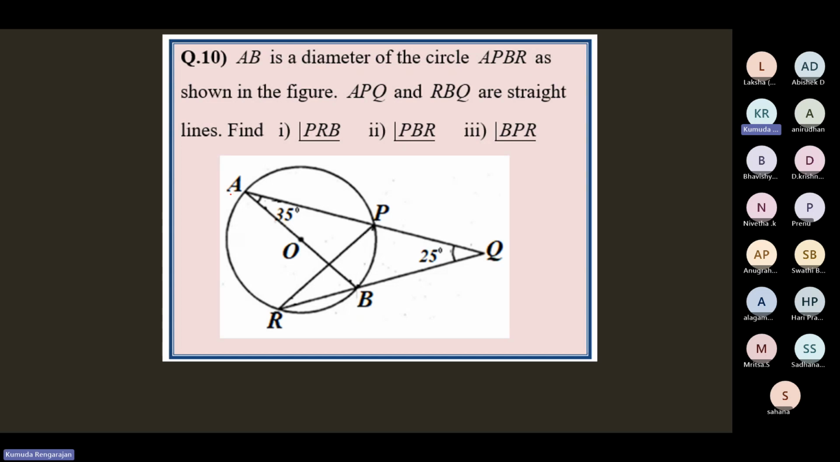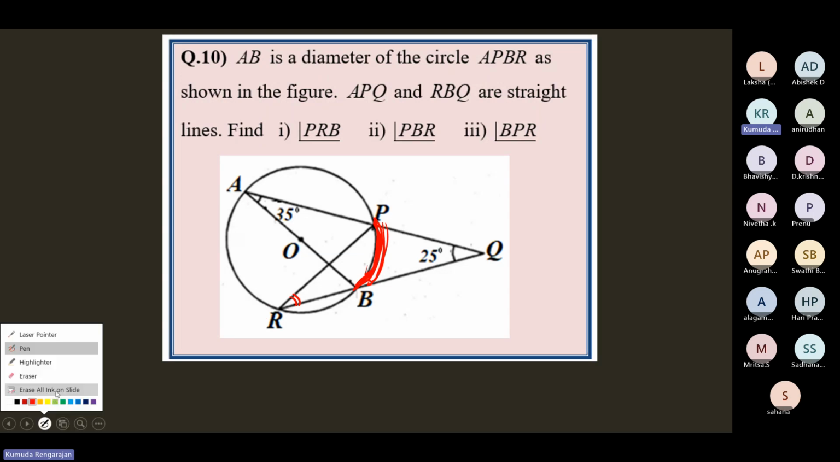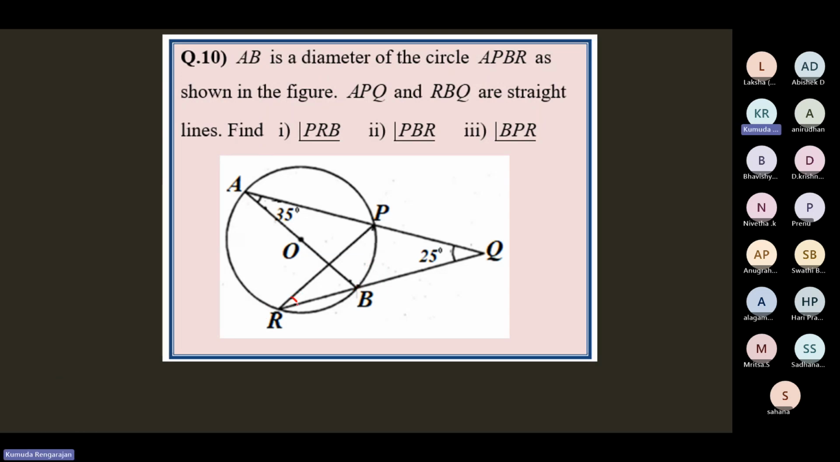Okay, so here we have to find PRB. You can see PAB, PRB. PAB is made by arc PB at A, and PRB is made by the same arc PB at R. Angles in the same segment of a circle are equal. So this one is 35 degrees.